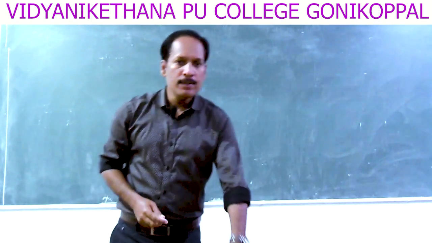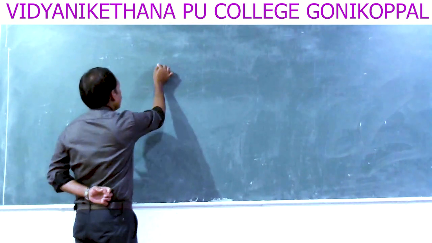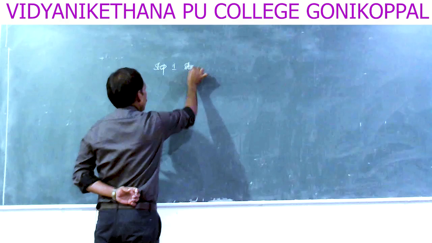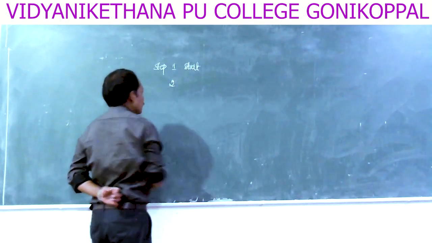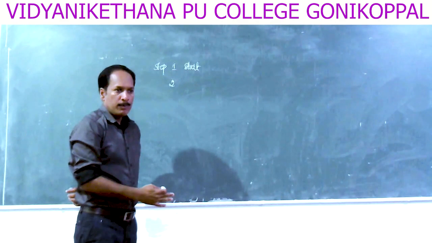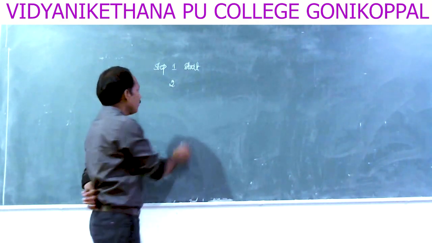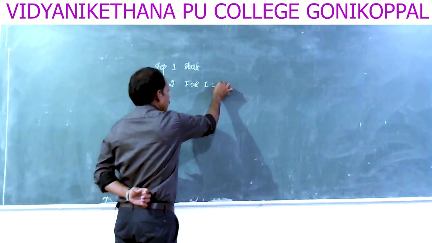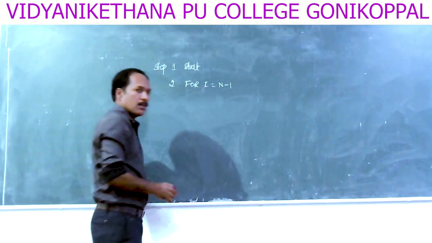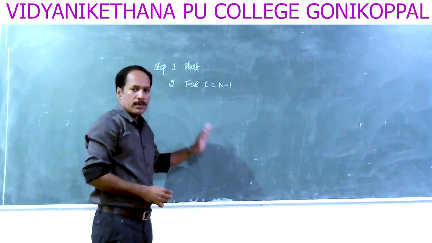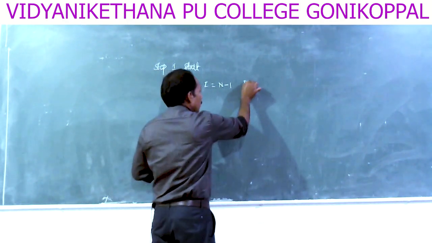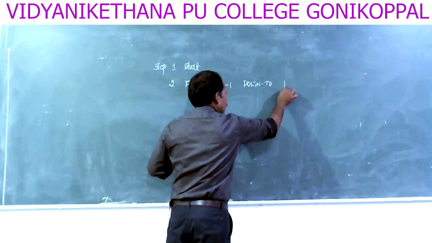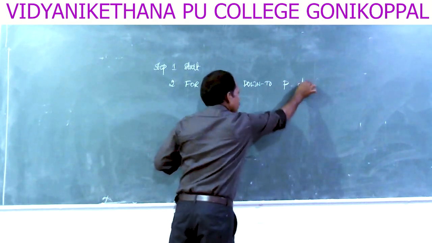So let me write the algorithm as usual. Step 1, start. Step 2, I have to start from the given position till the last element and shift. So let me start with for I equals, here I start with the last element because I have to shift from the last element to the given position. Here I am using a down to loop, down to P. Do the following step. This is a decrement loop.